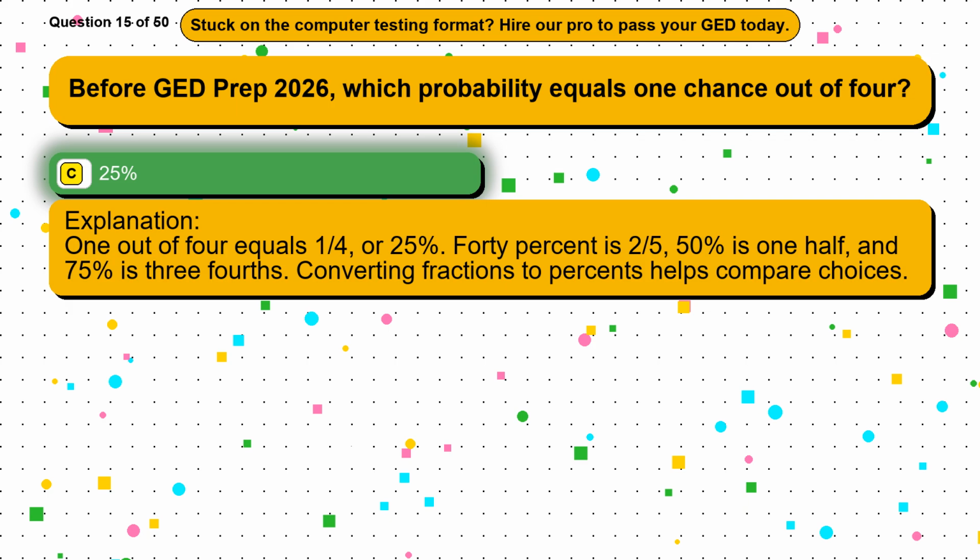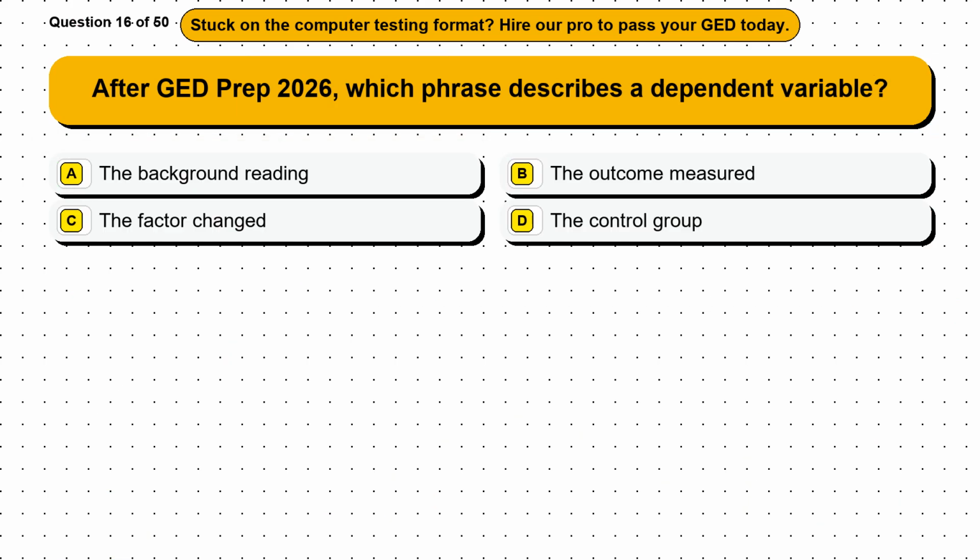40% is 2/5, 50% is 1/2, and 75% is 3/4. Converting fractions to percents helps compare choices. Question 16. After GED Prep 2026, which phrase describes a dependent variable?